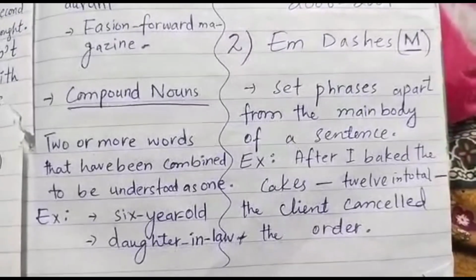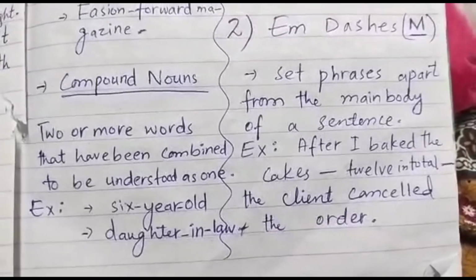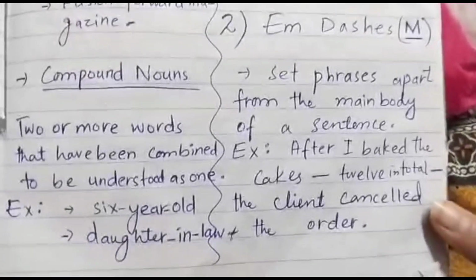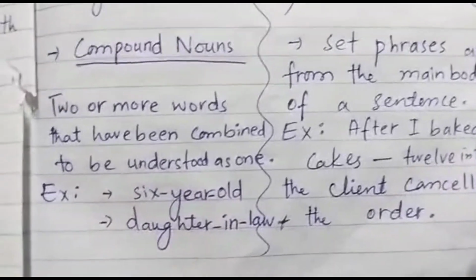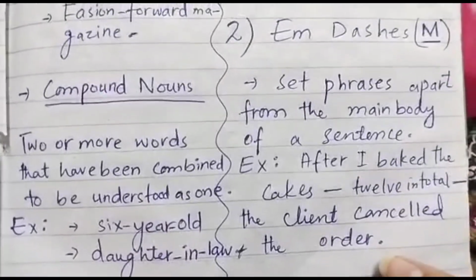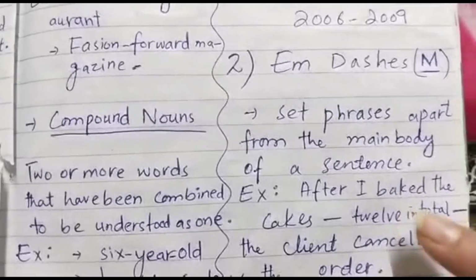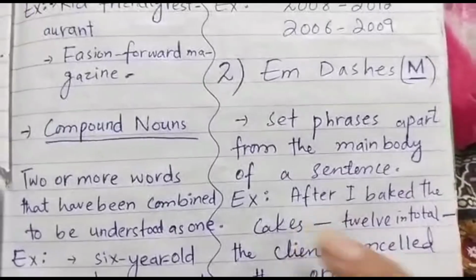Now the second kind of dash is em dash. It sets phrases apart from the main body of a sentence. Here is an example. After I baked the cakes, this is a proper sentence. 12 in total, this is a phrase. The client cancelled the order. This is a proper sentence. So we separate this phrase, 12 in total, from the main body of a sentence through em dashes.